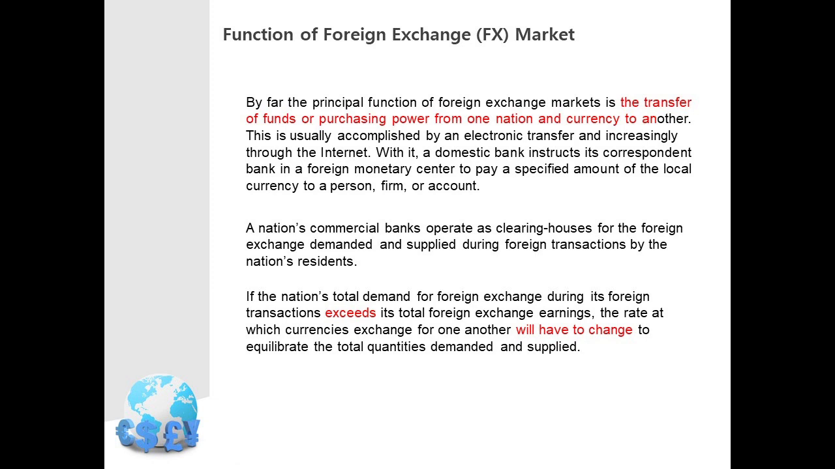A nation's commercial banks operate as clearing houses for the foreign exchange demanded and supplied during foreign transactions by the nation's residents. If the nation's total demand for foreign exchange during its foreign transactions exceeds its total foreign exchange earnings, the rate at which currencies exchange for one another will have to change to equilibrate the total quantities demanded and supplied.